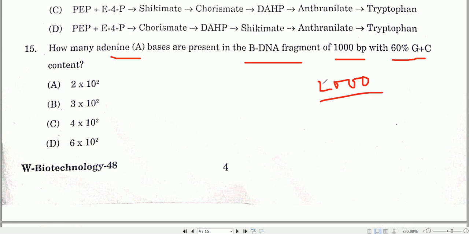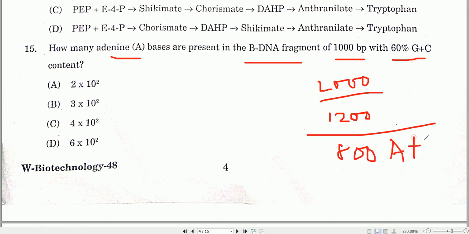So out of 2000, 60% will be GC. From 2000, 60% will be your 1200. Out of that, 800 will be A plus T. So definitely A equals T, so we need to divide it by 2. So the answer will be 400, that is 4 into 10 to the power 2, will be the correct one.